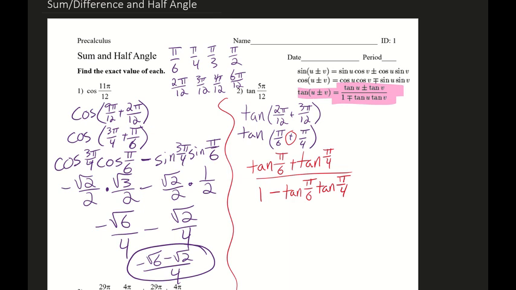All right, tangent of pi over 6 is root 3 over 3. Tangent of pi over 4 is 1. Then we have 1 minus tangent of pi over 6, which is still root 3 over 3, times 1.